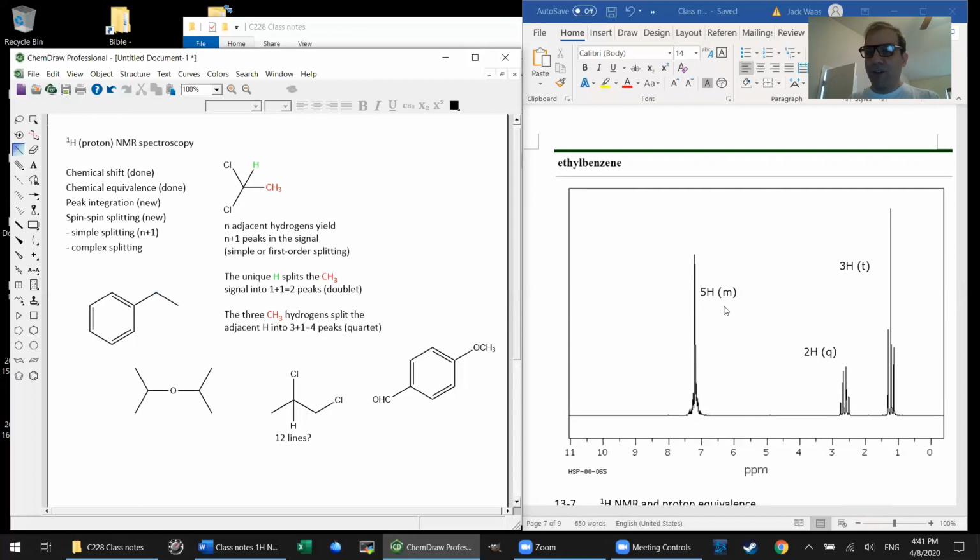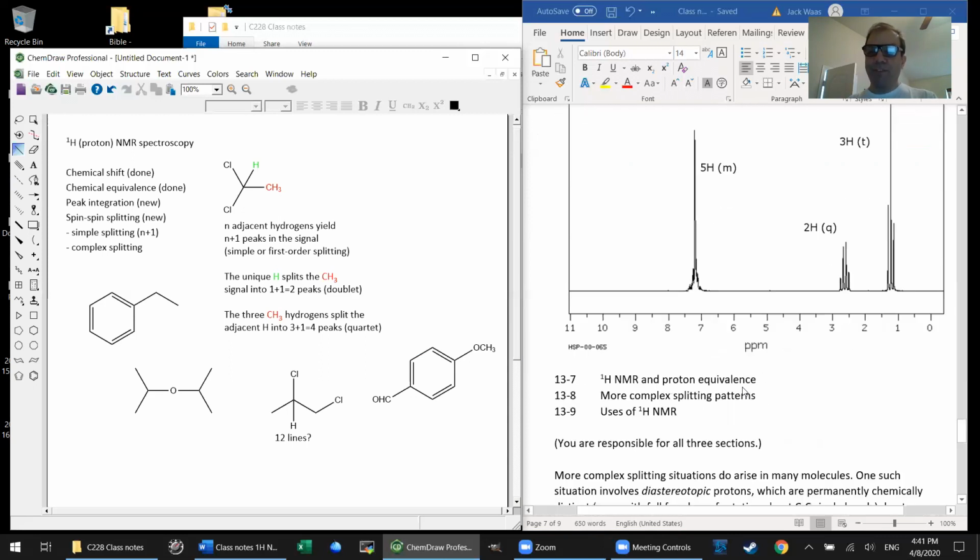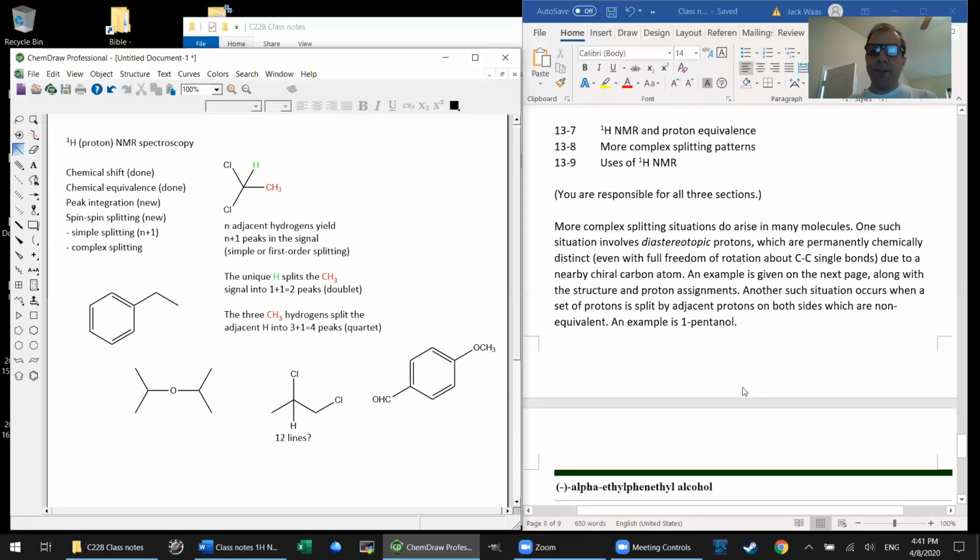And I just put here M for multiplet. So if you ever see multiplet, that's what that means. It means the splitting is not easily explained, and we couldn't even really explain it if we tried. So all 5 hydrogens in this case just sort of all fall on top of one another in a messy heap. That's not uncommon for this type of monosubstituted aromatic compound.